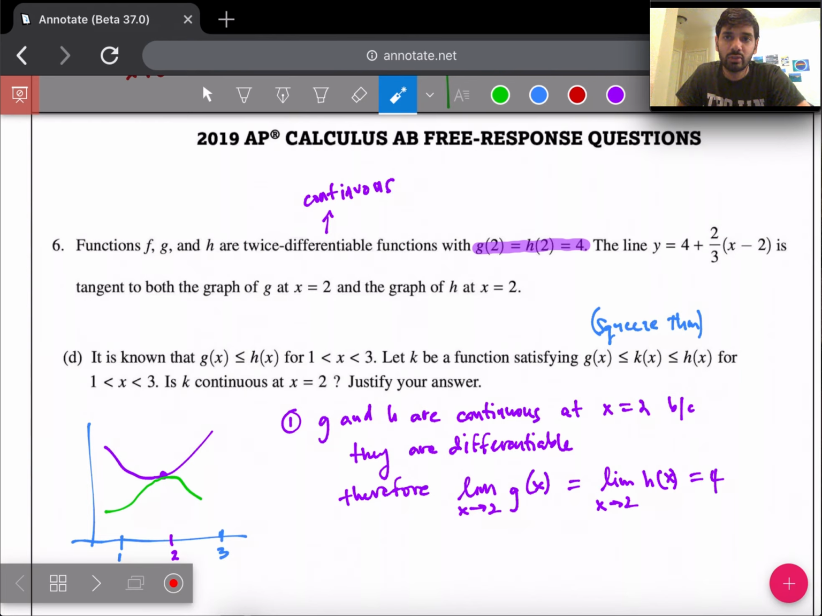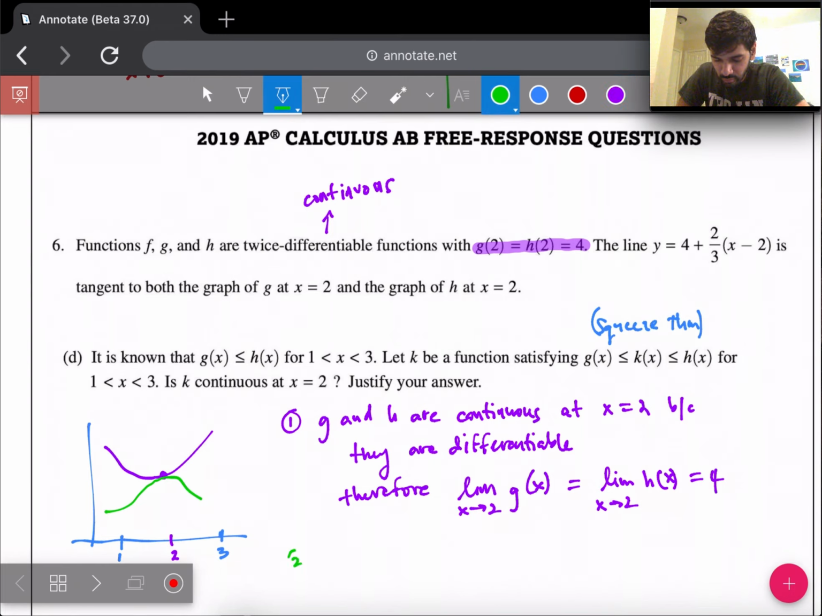When x is approaching 2, they both touch that value 4 and are defined there as well. So I know all of this information right here. So now what does this have to do with the function k? So now the problem tells us that if these two guys have the same limit and k is in between there, the squeeze theorem tells me that if the two outside guys have the same limit, then the inside guy must have the same limit as well.